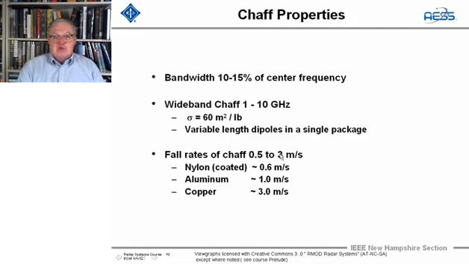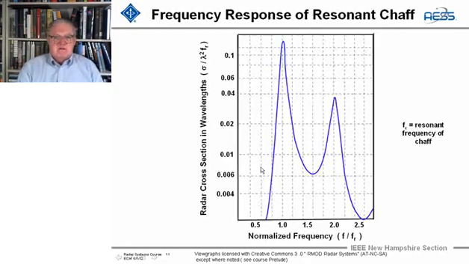And the fall rate of chaff is about 1/2 to 3 meters per second, and it depends on whether, I said Teflon earlier, I meant nylon, excuse me. Nylon-coated chaff drops at about 0.6 meters per second, and then aluminum and copper. So it stays up a while, and we're going to show you a nice movie of that stuff.